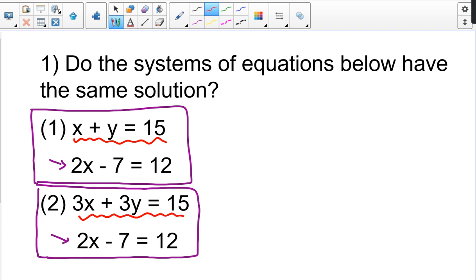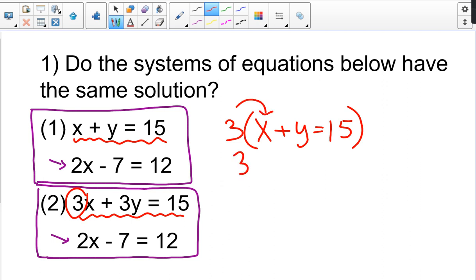Let's think about this. If we want to go from x plus y equals 15 and try to get an equivalent equation, let's see what happens if we multiply all the way across by 3. I'm choosing 3 because over here we have 3 in front of x, and I know if I multiply 3 times x, I'll have 3x for this equation as well. So let me multiply all the way across and see if I get the same equation that I have in the second system, the 3x plus 3y equals 15.